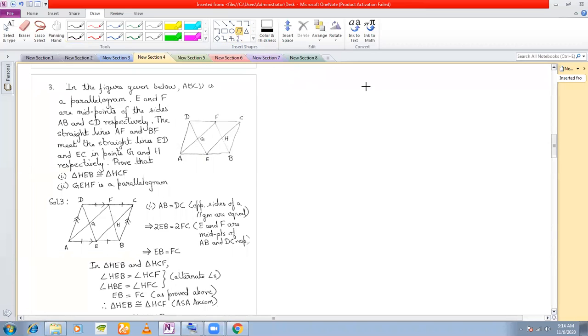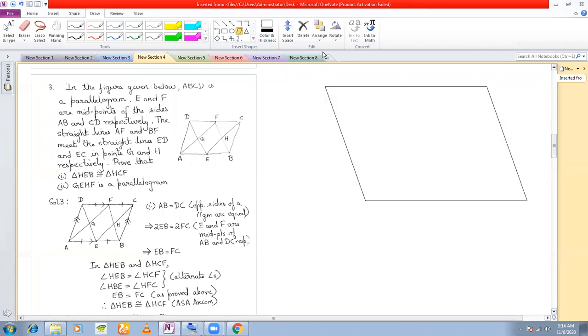Okay, so let us draw a parallelogram here. ABCD is a parallelogram. E and F are midpoints of the sides AB and CD. So this is your ABCD parallelogram, and E and F are midpoints of AB and CD. E is the midpoint of AB, and F is the midpoint of CD. Fine.